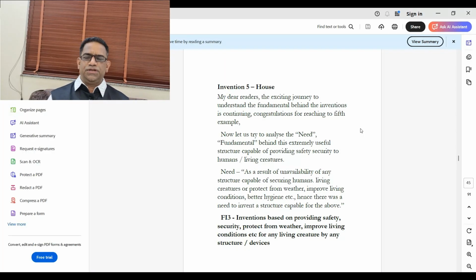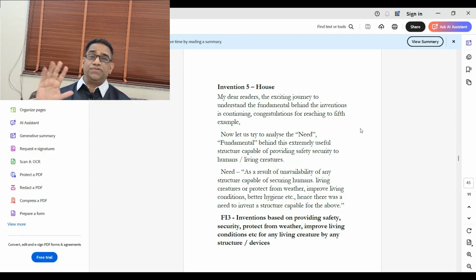Here we go to discuss invention number 5, that is none other than our great, beautiful house. Okay, my dear readers, the exciting journey to understand the fundamental behind the inventions is continuing. Congratulations for reaching the fifth example. Now let's analyze the need fundamental behind this extremely useful structure capable of providing safety and security to humans and living creatures. The need, in simple words: as a result of the unavailability of any structure capable of securing humans and living creatures, to protect from weather, improve living conditions, better hygiene, etc. Hence, there was a need to invent a structure capable of the above.